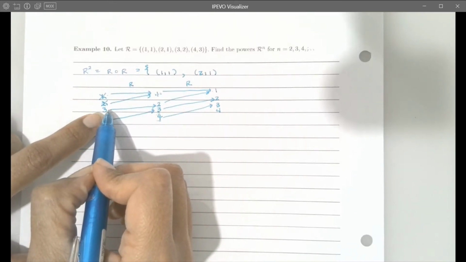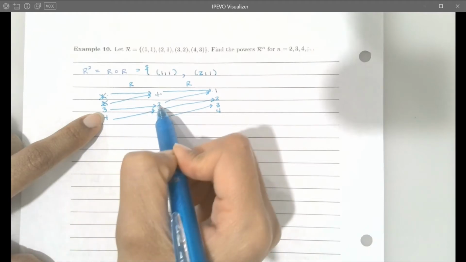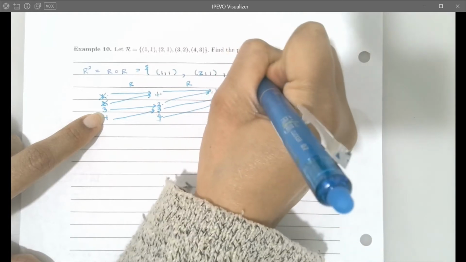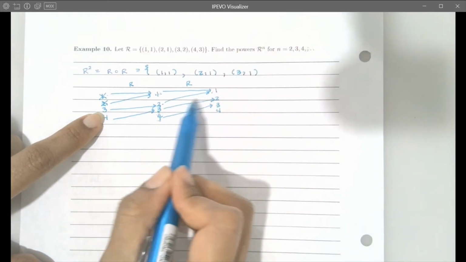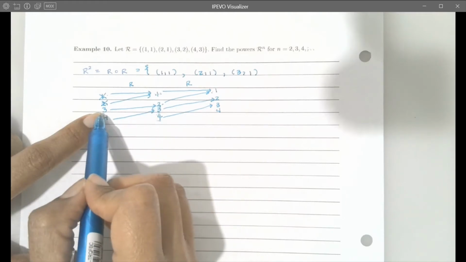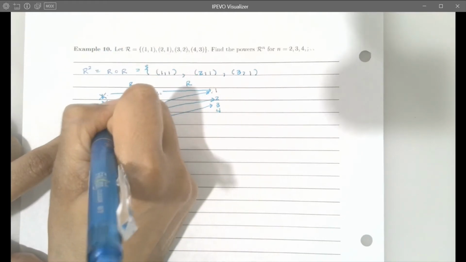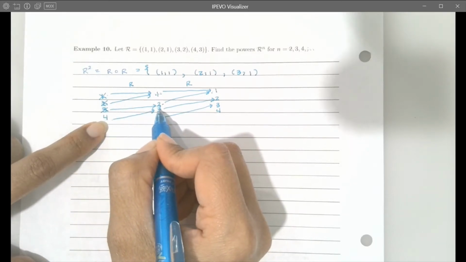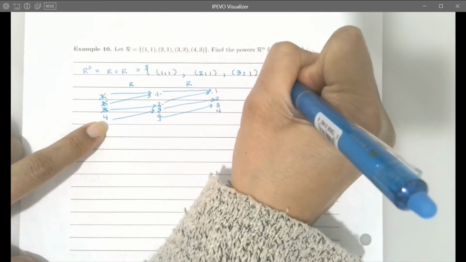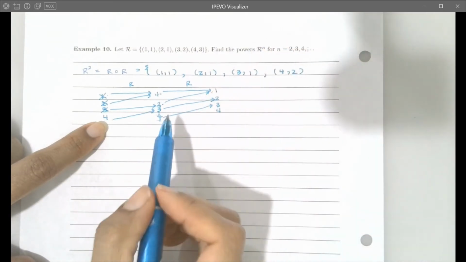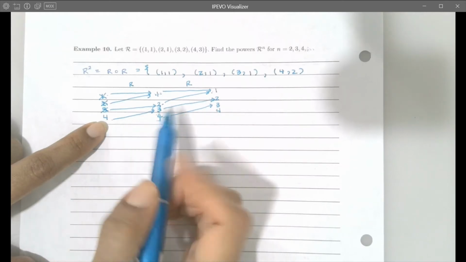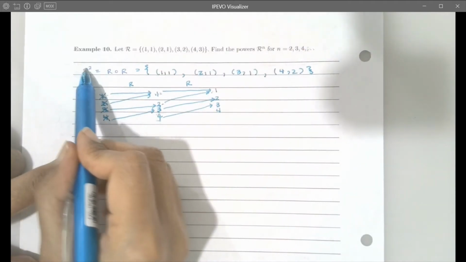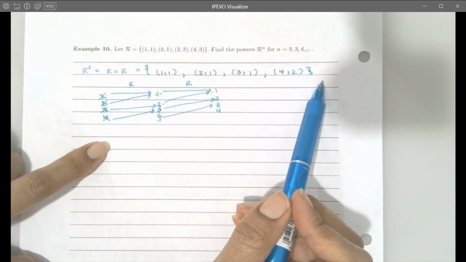Next we consider 3, so 3 gets mapped to 2, and 2 gets mapped to 1, so we'll end up with an element 3, 1. Then 2 doesn't have any more outputs, and 3 doesn't map to anything else, so we're done with the 3. And last we consider the 4. So 4 gets mapped to 3, 3 gets mapped to 2, so we'll end up with a 4, 2. And then 3 doesn't have any more outputs, 4 doesn't have any more outputs, so that is that. So that means that R to the power of 2 will contain these 4 elements.